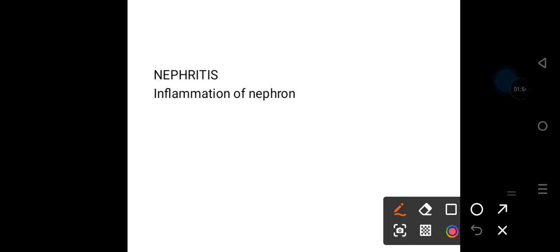The first one, nephritis. Nephritis is simply the inflammation of the nephron. From the word nephritis, nephron. You see, when the nephron is inflamed, such that it can no longer perform its function, the situation is nephritis. And this is usually caused by a bacterial infection known as streptococci. A bacteria known as streptococci is responsible for nephritis.